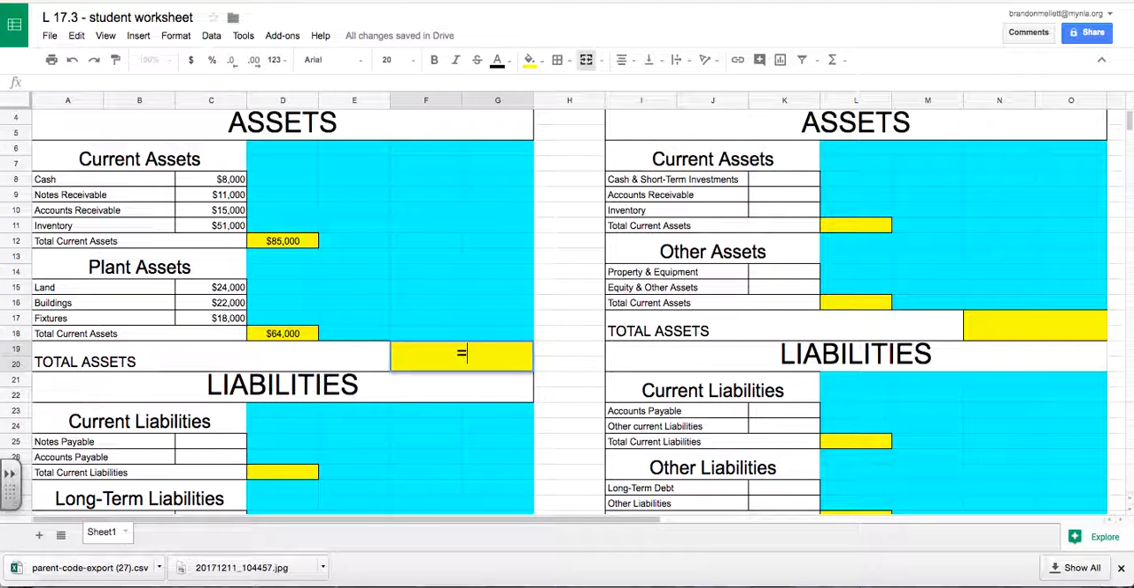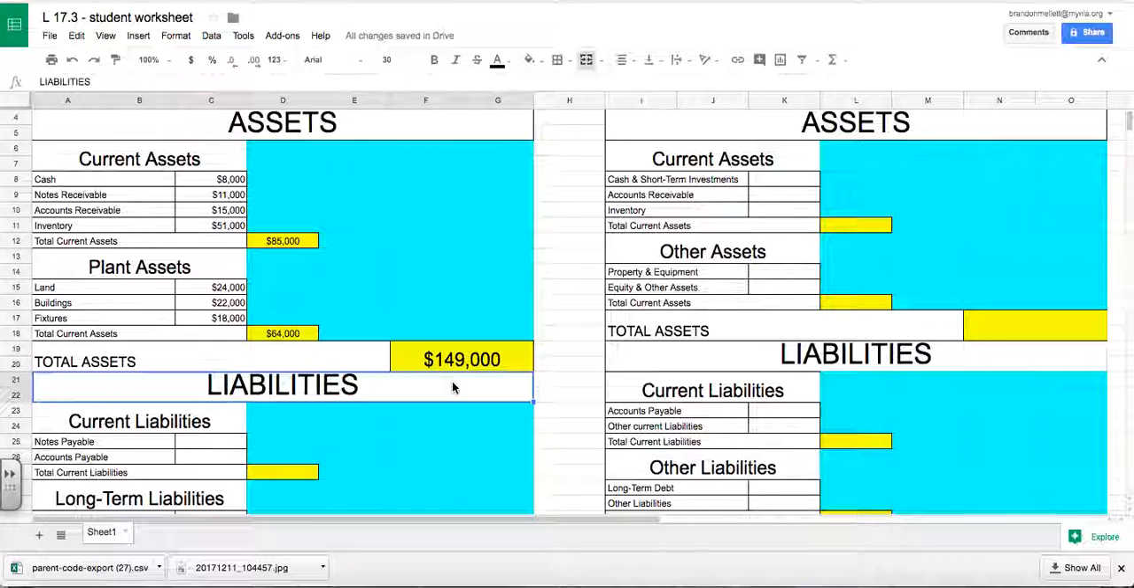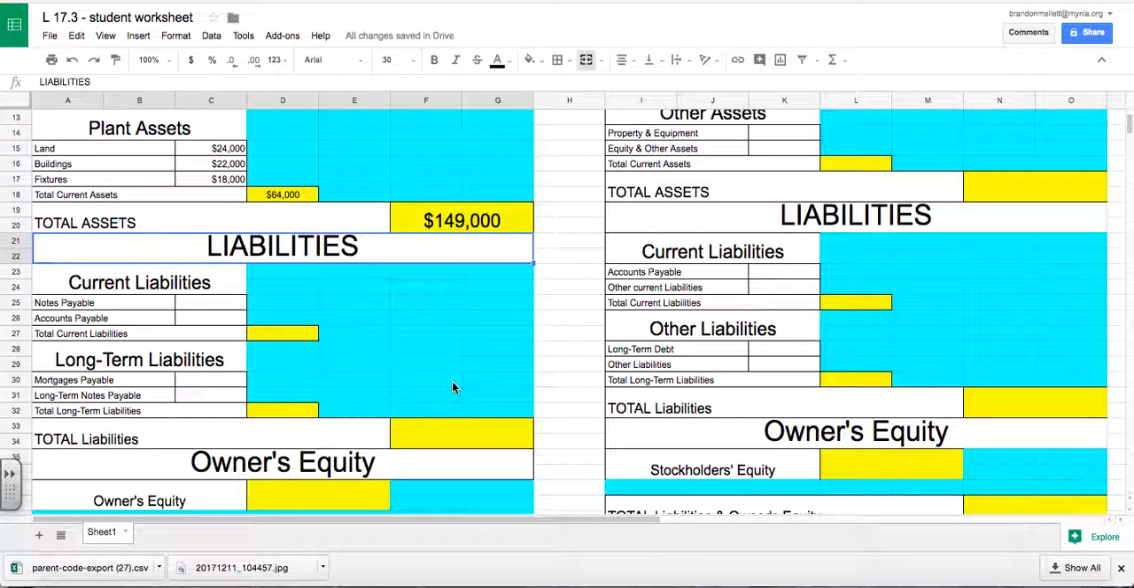And all we're doing to find the total assets is to add the current plus the plant. And so we're at $149,000 for the assets. Now we need to calculate what is the liabilities that we have here. Well, we have notes payable, accounts payable for the current, $8,000 for notes and $26,000 for accounts payable.